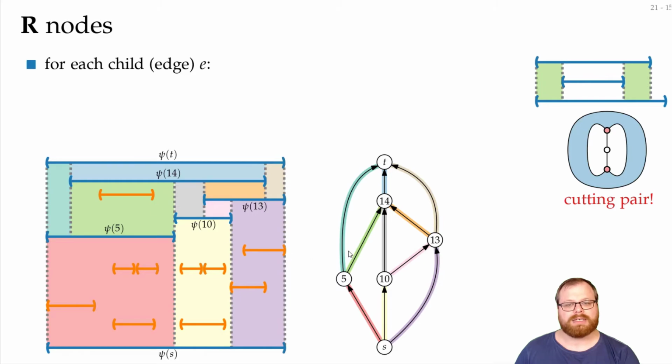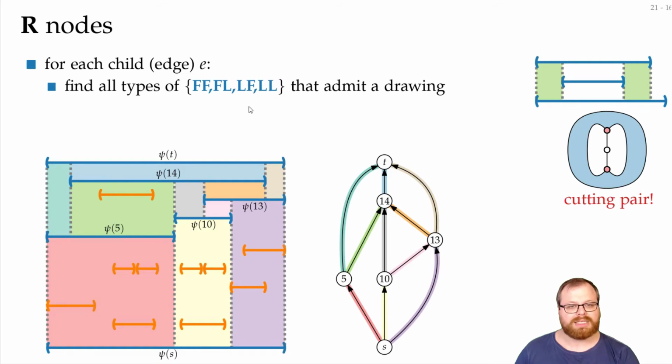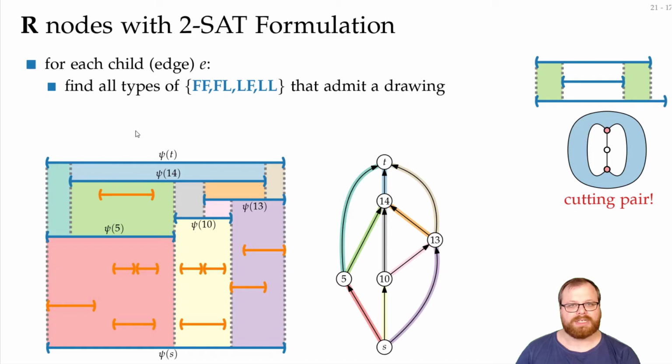And to do that, for each child here, or every edge here in the R node, we will want to find all types FF, FL, LF, and LL that admit a drawing. So we ask the children for each of these types, do you have a drawing for that? And then if we have that, we have to combine these types of drawings that we got. And that we do with a two-set formulation. What does that look like?